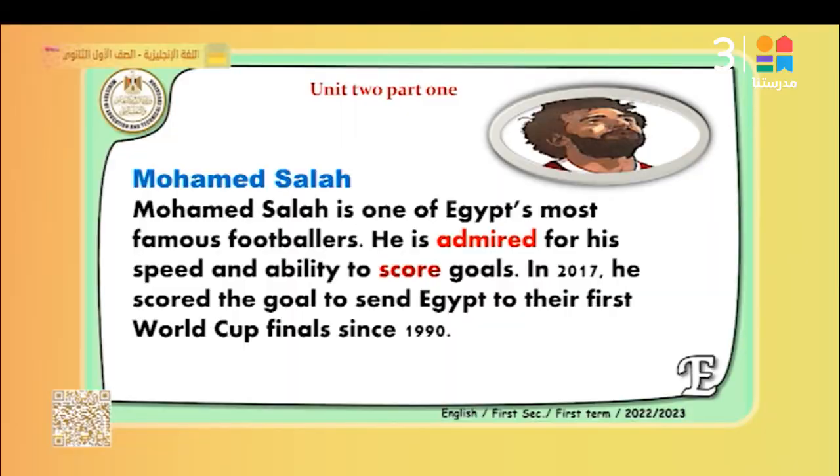Now we have our first reading text about Muhammad Salah. Of course, Muhammad Salah is an example of someone who supports the community. How does Muhammad Salah support the community? Let's read together. Muhammad Salah is one of Egypt's most famous footballers. He is admired for his speed and ability to score goals. In 2017, he scored the goal to send Egypt to their first World Cup finals since 1990. So he's a very clever footballer, and he is the reason why Egypt went to the World Cup.